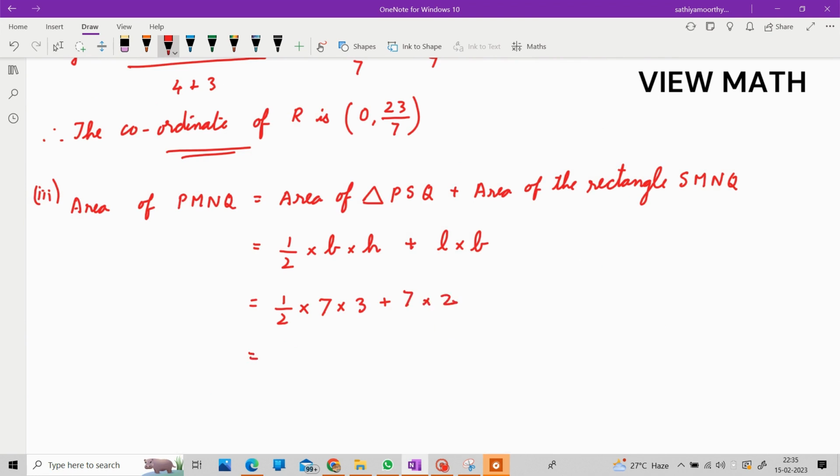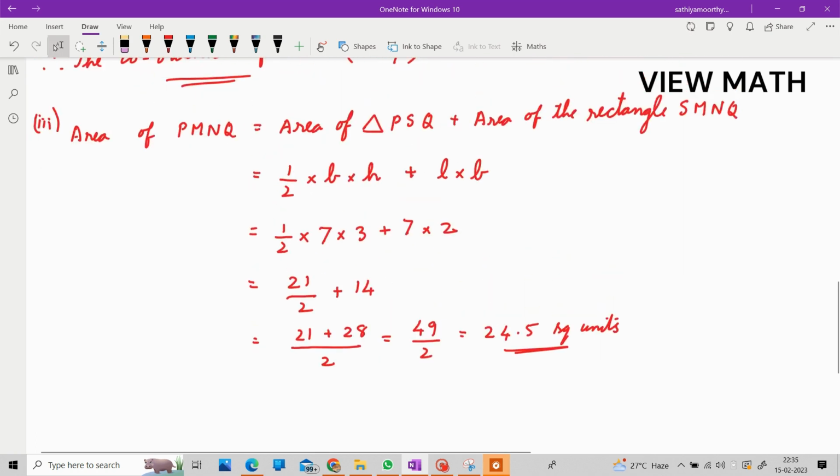So this is equal to 7 into 3 is 21 by 2 plus 7 into 2 is 14. So let me take LCM. 2, 21 plus 28, which is equal to 49 by 2. So if I divide, I'll be getting 24.5 square units. Since it is area, I have to write square units. So area of the quadrilateral PMNQ is 24.5 square units.